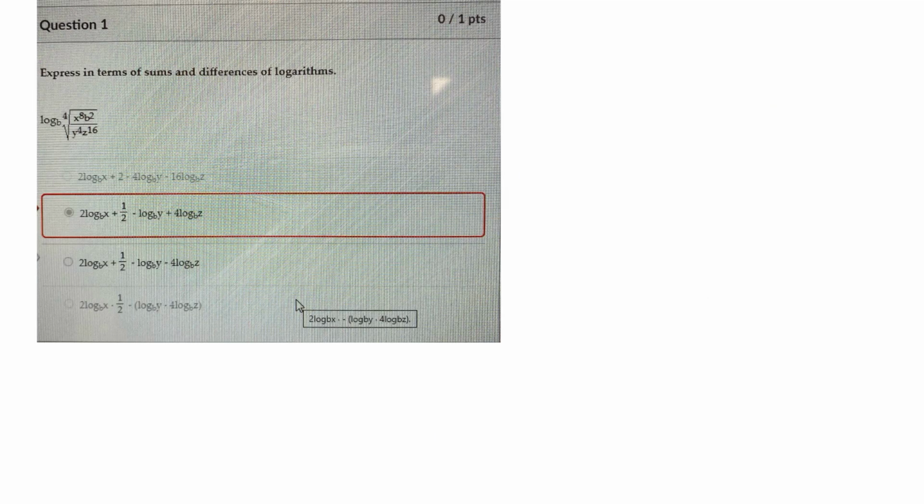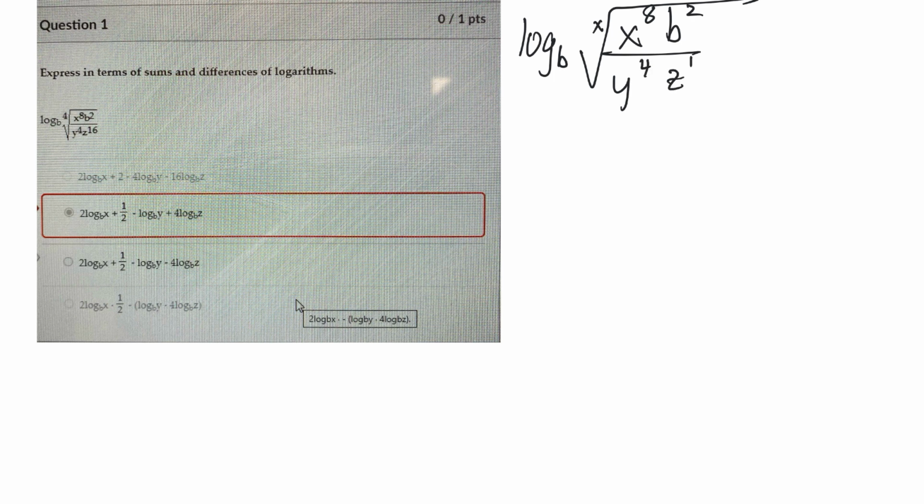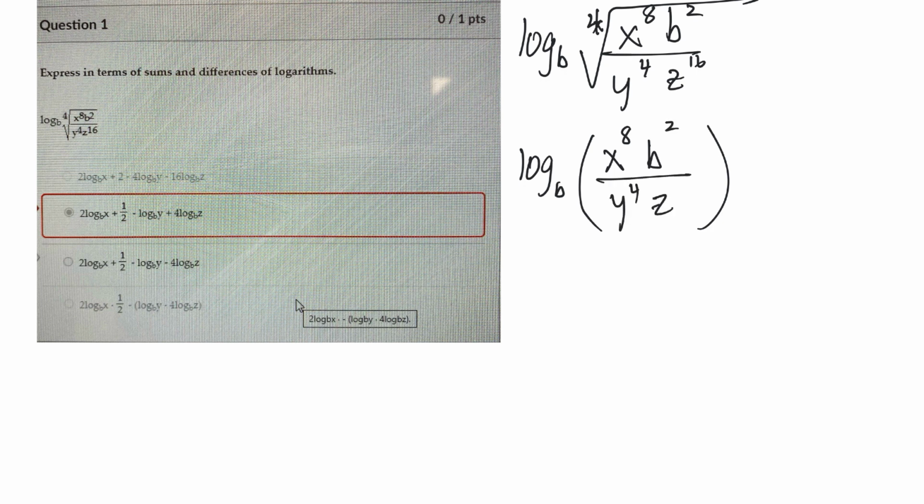Okay, this next question, let me write it out, is a little bit tougher. This is a log law question to the max: the fourth root of x to the 8th, b to the 2 over y to the 4 z to the 16. First thing I would do is get rid of the radical. So let's call it log base b of this whole mess, x to the 8th, b to the 2 over y to the 4 z to the 16, all to the 1/4.